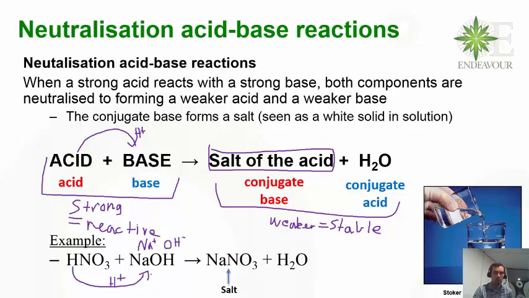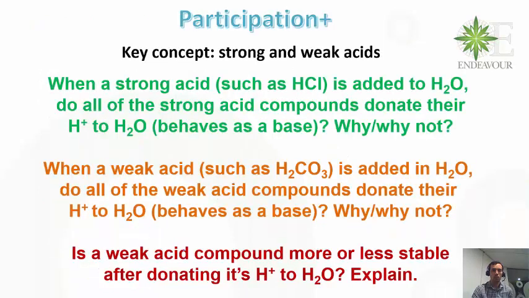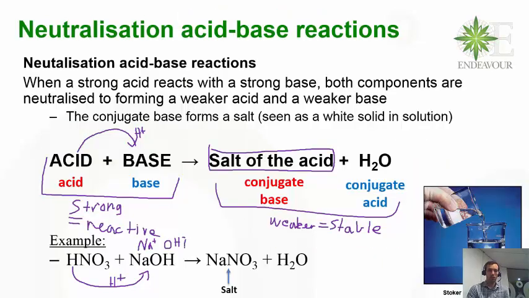So the H+ will combine with the OH-, so they'll come together, and the Na+ will actually come and associate with what's left of the acid. That's why we get this salt formation, because the sodium ion that was originally on the base comes and associates with the conjugate base here. So the NO3- associates with the Na+ to form the salt, and the OH- combines with the H+ to form water.